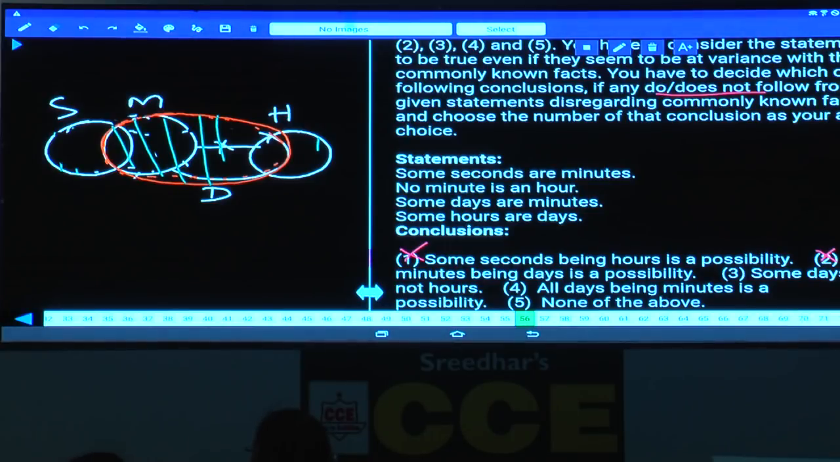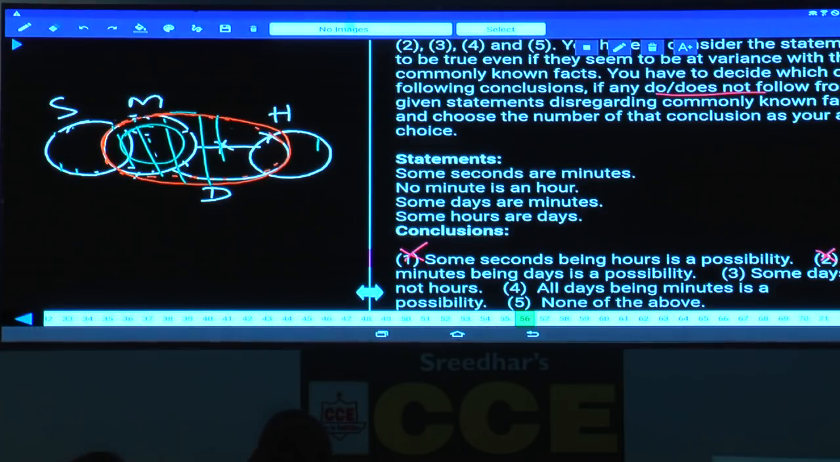Then, what is the fourth one here? All days or minutes is a possibility. All days or minutes, is it possible or not? Yes, tell me whether all days or minutes is possible or not. Now, I am writing this one. All minutes or days. Now, in order to prove this one, all days.